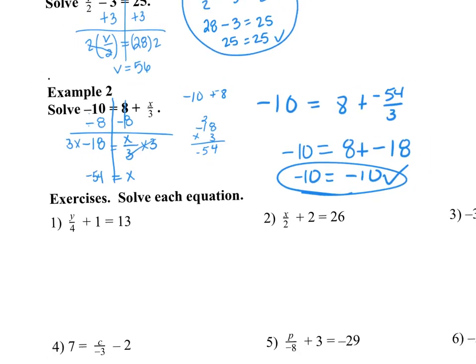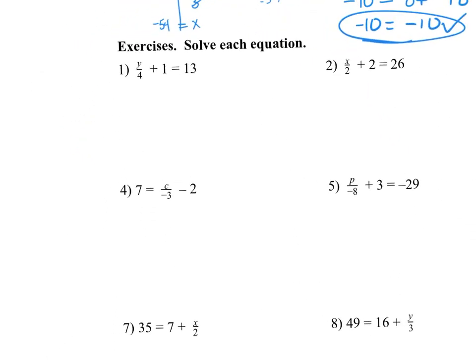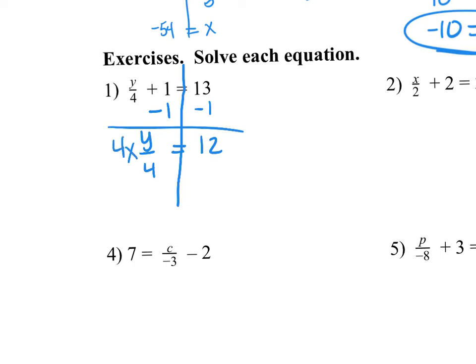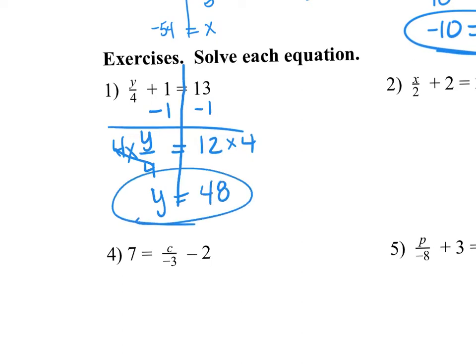Okay, so let's go to some of these exercises. When y'all feel comfortable, in a minute I'll let you loose. So right here, our first step would be what? Minus 1. So we have y divided by 4 equals 12. The opposite of divide by 4 is multiply by 4. So it cancels out on that side, and we say y equals 48.